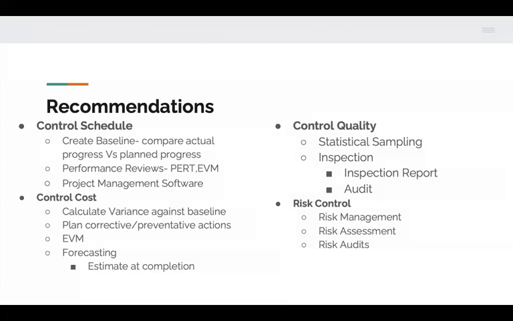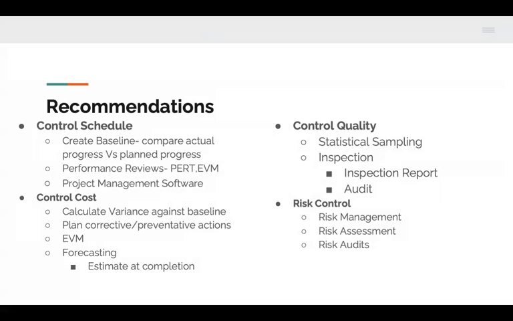After a careful review of the Business Recovery and Enhancement Program for micro and small enterprises, we have made the following recommendations. For project schedule control, our recommendation is to create a baseline to allow the project team to look at actual progress and compare it to the planned progress. Additionally, the project team should conduct performance reviews, and some tools that can be used are the critical path method, project management and review technique, and earned value measurement. A project management software should be implemented to track planned dates versus actual dates and forecasting.